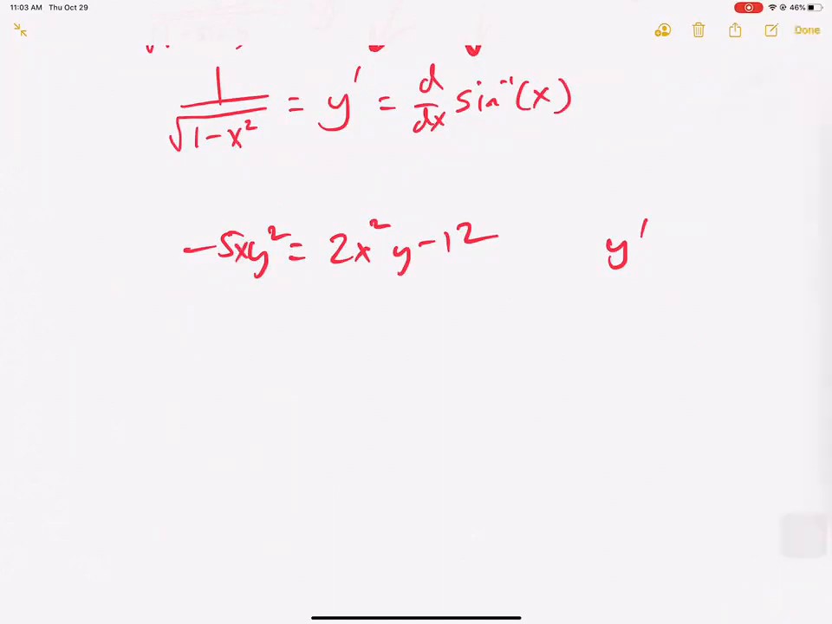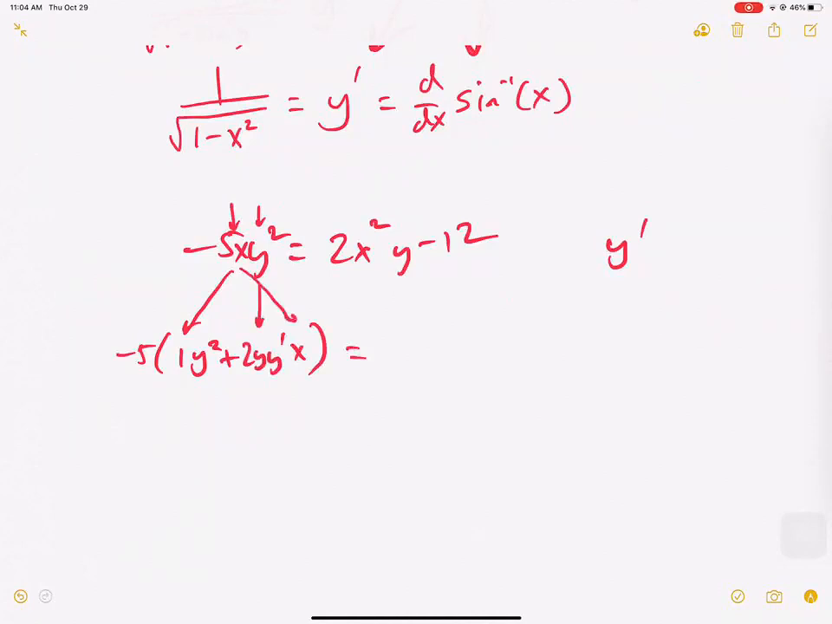Got it. So whenever you have x and y, this is really an f times g. It's actually two different functions multiplying. So you have to use product rule. So let's take the -5 and the y and the x separately. So -5 parentheses 1, derivative of x is 1, y squared plus derivative of the back, which is 2y, y prime, leave x alone. Okay, so that's our derivative, and that's us leaving it alone.